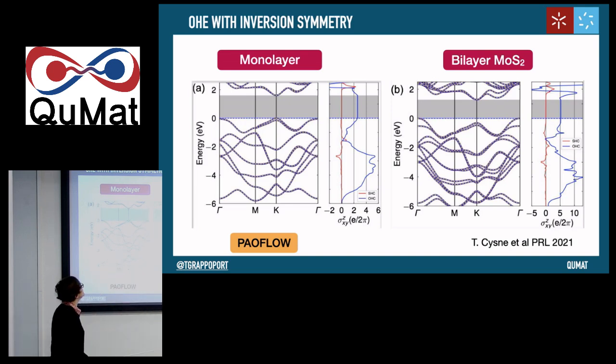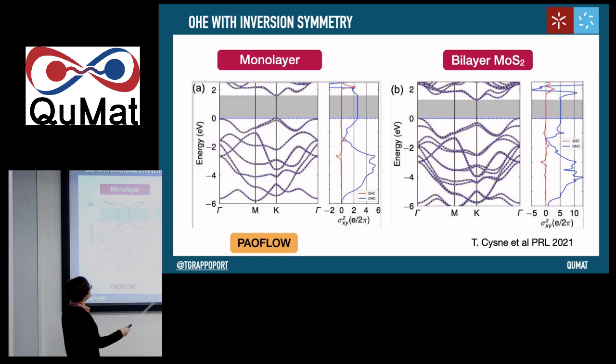MoS2, and now we are using Wannier calculations and Pauli flow to calculate the transport properties. And again, we see the plateau for the monolayer. When we look at the bilayer, we see the same plateau, but twice as high. So it not only survives having the inversion symmetry, but seems to have a topological origin.